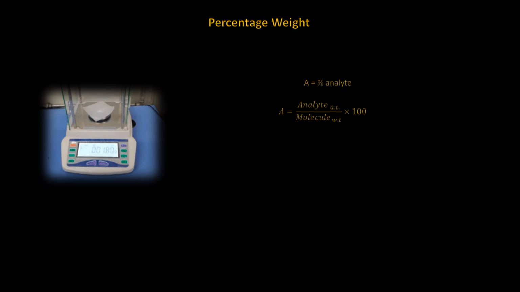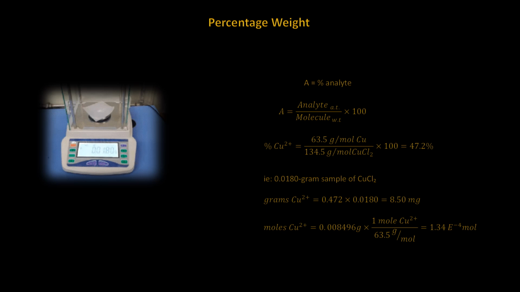Using the example compound from the previous slide, the percentage of copper-2 ion in the compound of copper-2 chloride would equate to 63.5 grams per mole of the copper divided by 134.5 grams per mole of the copper-2 chloride, multiplied by 100 to give us the percentage of the copper ion, which is 47.2% copper-2. The percentage would be the same, regardless of the amount or mass weight of the pure sample. The scale in the picture shows a weight of 0.180 grams of precipitate. The total percentage of the copper-2 would be 47.2% of that weight.